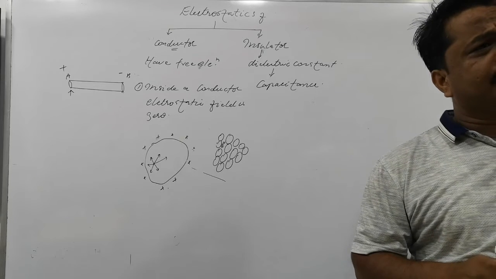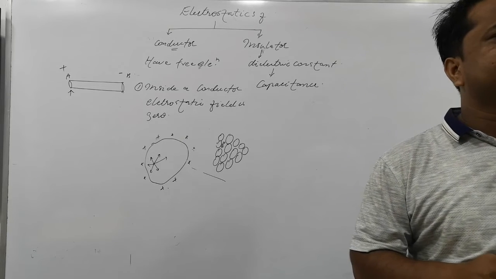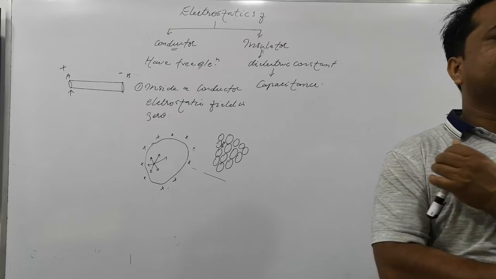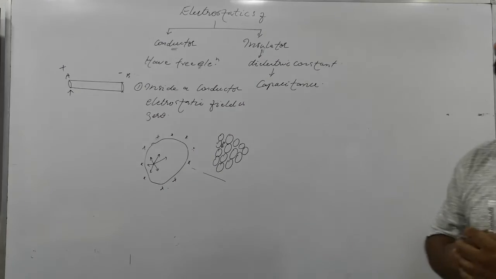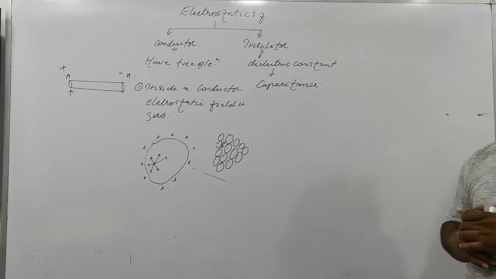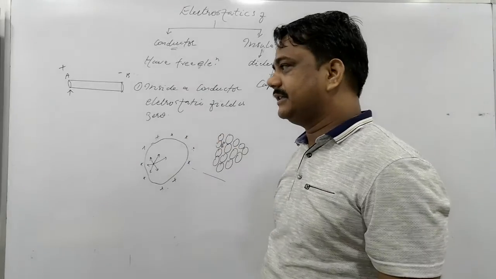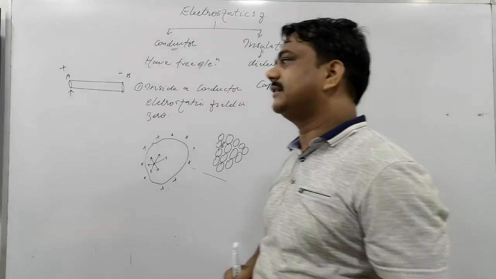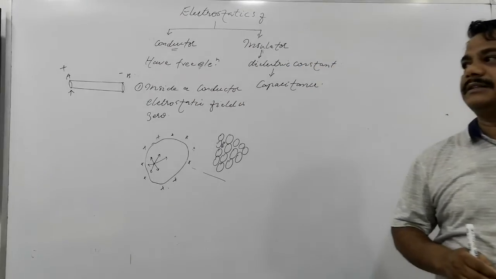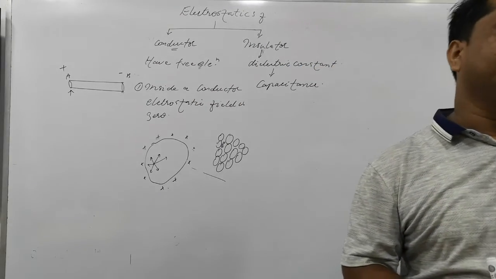But if the electrostatic field is 0, is there any flux present here? We will discuss the concept of flux later, right? So finally, first, inside an electric conductor the field is 0. Now the second: at the surface of a charged conductor, the electrostatic field must be normal to the surface at every point.